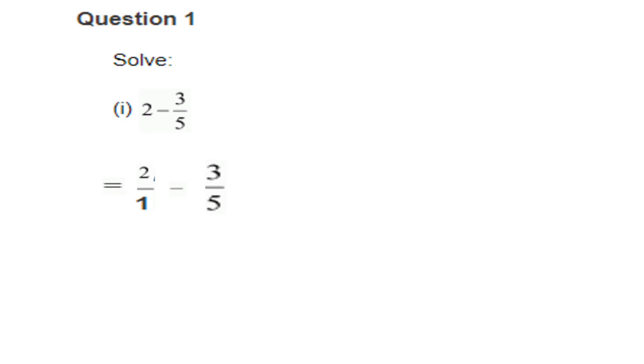Next, look at the denominators for solving the problem. Here 1 and 5 are the denominators. Both are not in the same multiplication table, so I will follow the cross multiplication rule. For cross multiplication, first I will multiply 2 and 5 and 1 and 3 in the numerator, and in the denominator I will multiply 1 and 5. Let's see how I am doing.